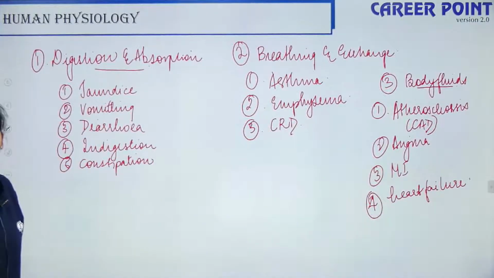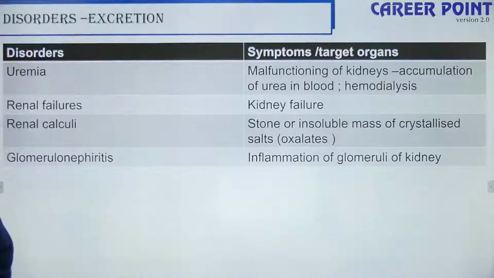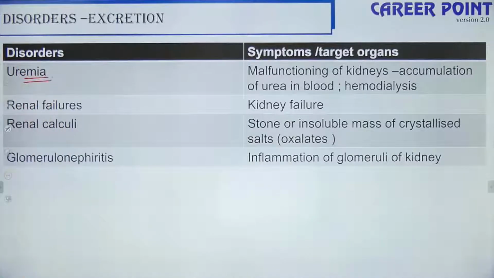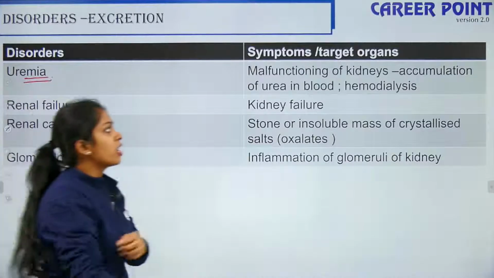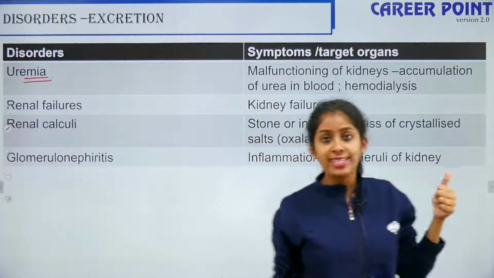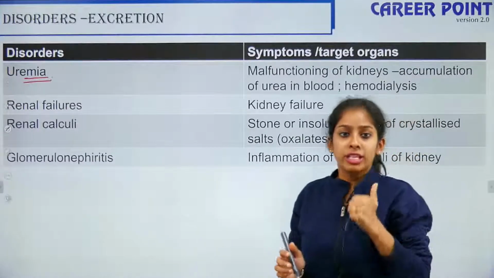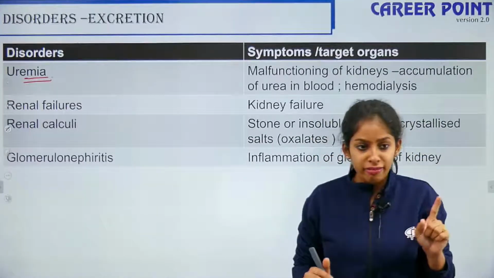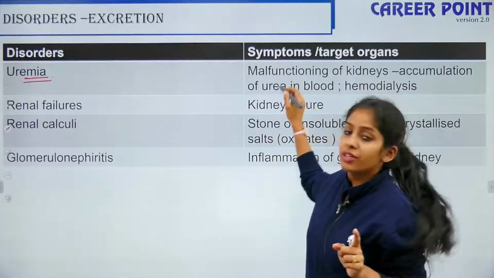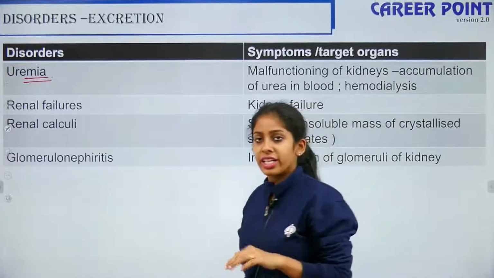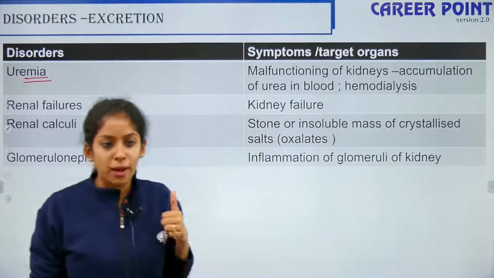What are the disorders in excretion? Here I have the disorders of excretion. They are 4 types. The first one started with uremia. What happens in case of uremia? You have malfunctioning of your kidneys. When your kidneys do not function properly, it means they are not filtering properly. It is not kidney failure. Kidney failure is different, malfunctioning of the kidney is different. In malfunctioning of the kidney, the kidney does not filter the blood properly.